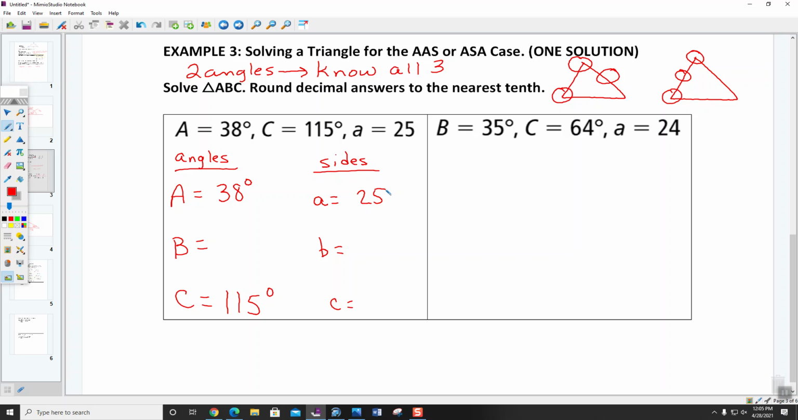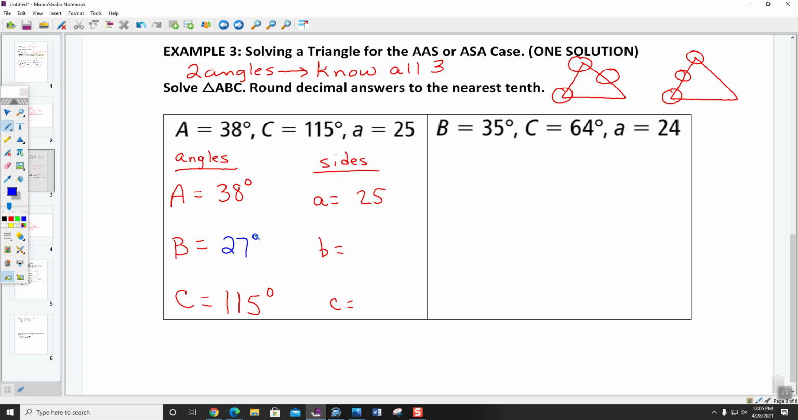Like I said up here, if you know two angles, you really know all of them. So how are you going to find angle B here? Isn't it 180 minus 115 minus 38? Just a quick reminder, the sum of all the angles in any triangle is how many degrees? So if I do 38 plus 115, is that 153? What's 153 from 180 then? So angle B must be 27 degrees, right?